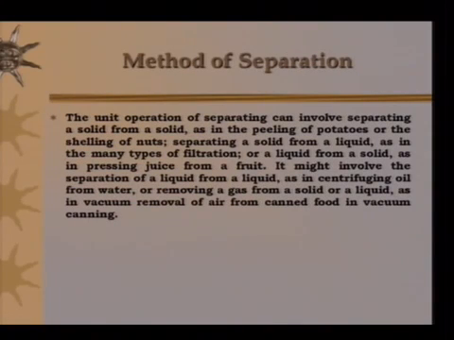Now coming to the method of separation. What is separation? The unit operation of separating can involve separating a solid from a solid, as in the peeling of potatoes or the shelling of nuts. Separating a solid from a liquid, as in the many types of filtrations, or a liquid from a solid, as in pressing juice from a fruit. It might involve the separation of a liquid from a liquid, as in centrifuging oil from water, or removing a gas from a solid or a liquid, as in vacuum removal of air from canned food in vacuum canning.